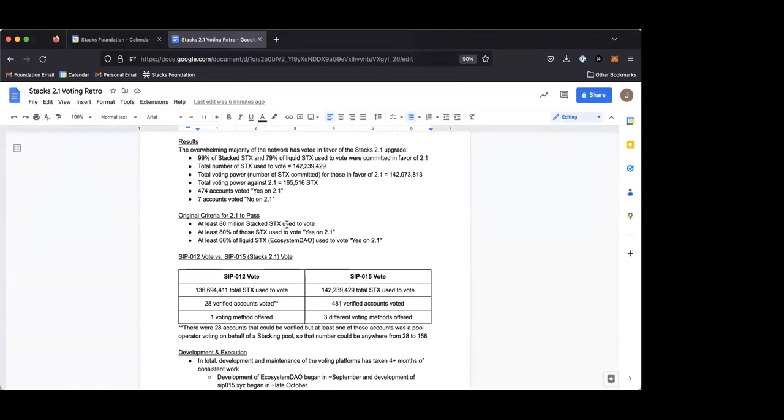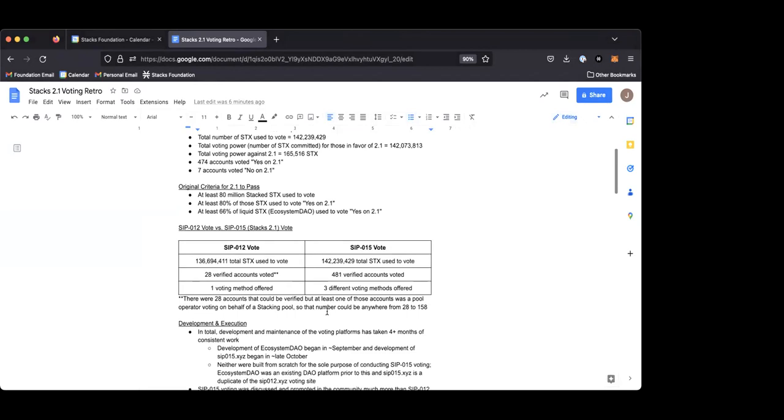And total voting power against was 165.5 thousand. And total accounts that voted, this was exciting. From what we could see, verified accounts, there were 481 in total that were used to vote on the upgrade. 474 voted yes, 7 voted no. I'm going to stop there. Does anyone have any comments or questions on the results?